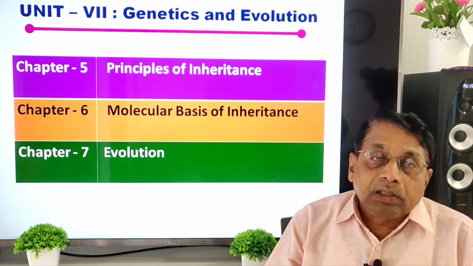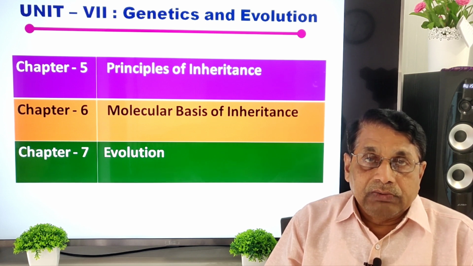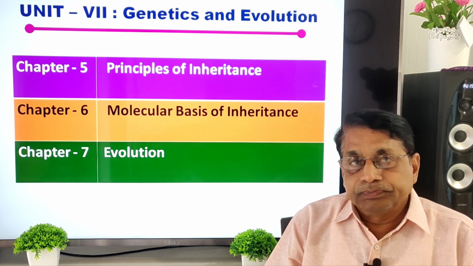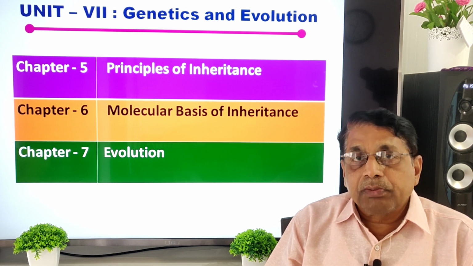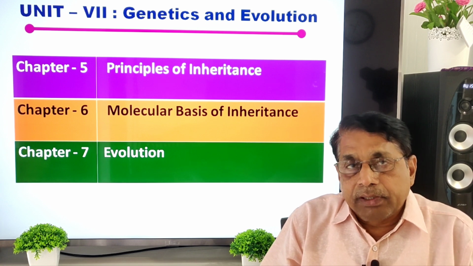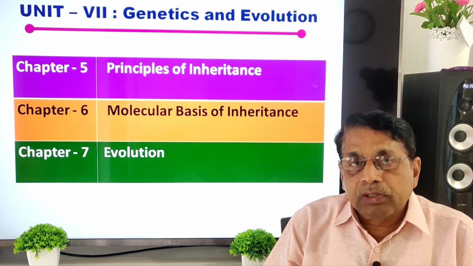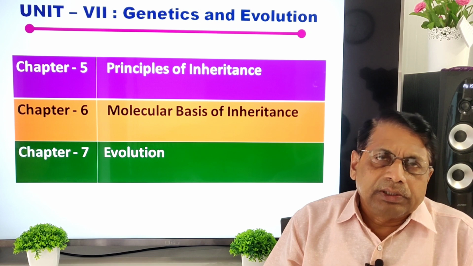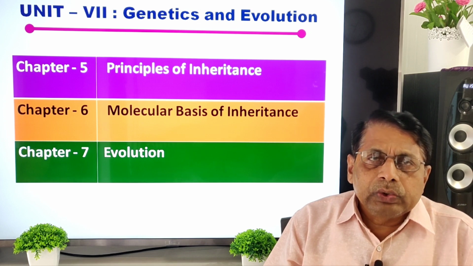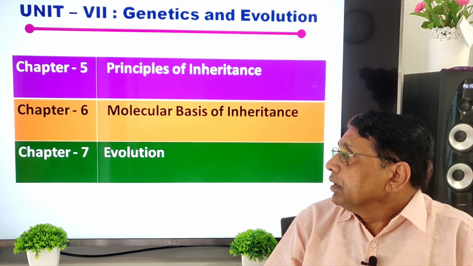Then what are the disorders associated with genetic defects? Some individuals suffer from genetic defects. For example, some people are born with inborn diabetes, type 1 diabetes. It is a genetic disorder. Down syndrome, Klinefelter syndrome. Then there are so many diseases which are due to genetic defects. We will study them in this topic.